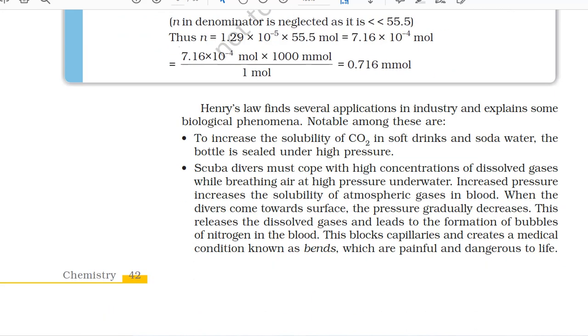Henry's law finds several applications in industry and explains some biological phenomena. Notable among these are: to increase the solubility of CO2 in soft drinks and soda water, the bottle is sealed under high pressure. Scuba divers must cope up with high concentration of dissolved gases while breathing air at high pressure underwater. Increased pressure increases the solubility of atmospheric gases in blood. When the divers come towards surface, the pressure gradually decreases. This releases the dissolved gases and leads to the formation of bubbles of nitrogen in the blood. This blocks capillaries and creates a medical condition known as bends, which are painful and dangerous to life.